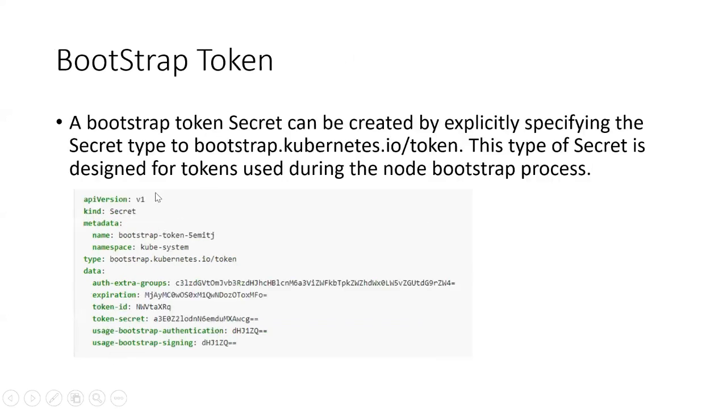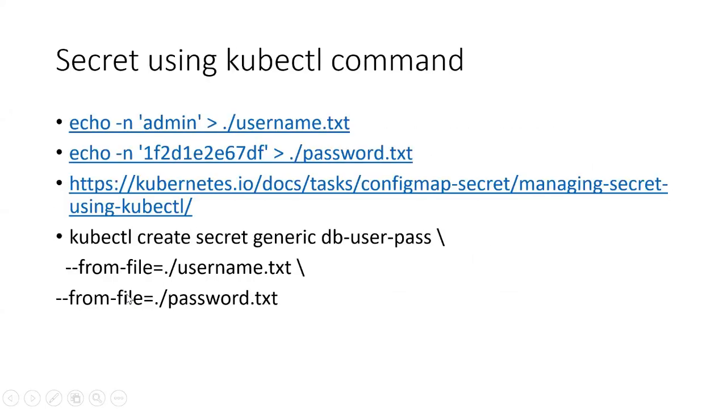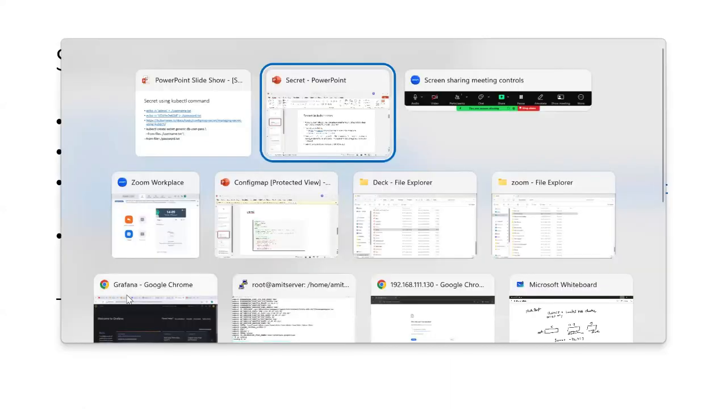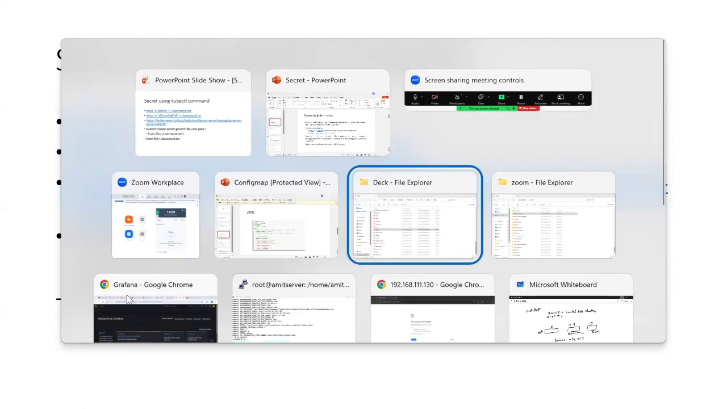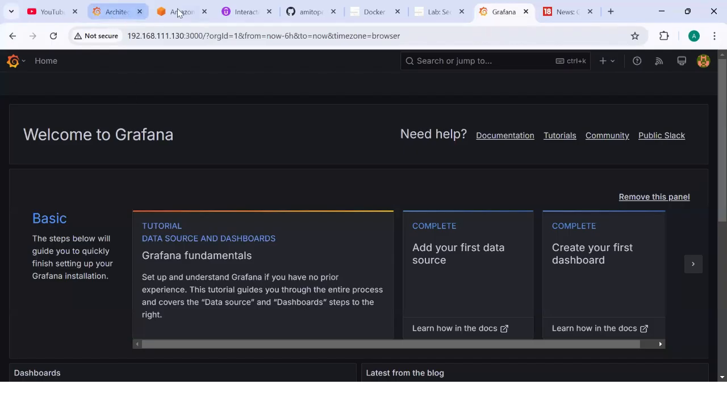If bootstrap token is the type, it is generally used, if you remember, when you create the Kubernetes cluster using kubeadm, when the worker node joins the master, they use the bootstrap token. So this is the bootstrap token type, which you can use. It totally depends on the container application, what type of secret they are looking for. So now let's go and see the presentation of secret, how the secret can be created or managed.